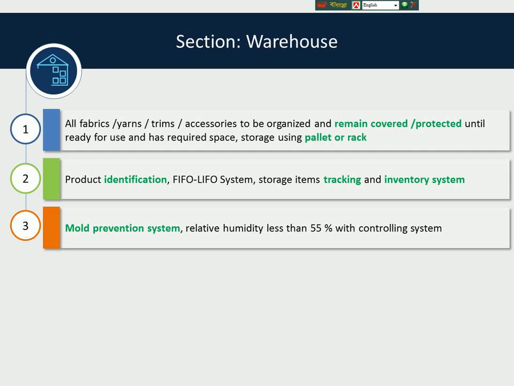Section: Warehouse. The requirements are: Number 1. All fabrics, yarn, trims and accessories to be organized and remain covered and protected until ready for use, with required storage space using pallet or rack. Product identification, FIFO or LIFO system, storage item tracking and inventory system. Mold prevention system, relative humidity less than 55% with controlling measures.